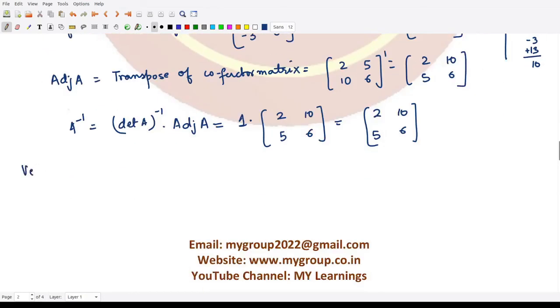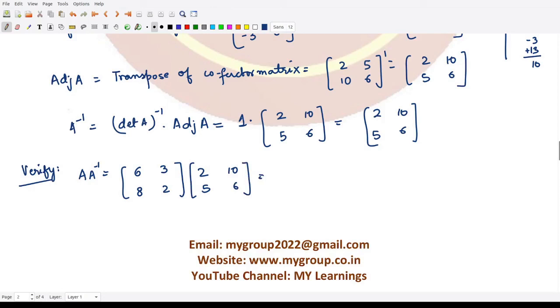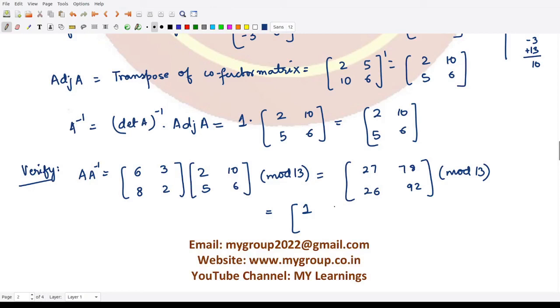So again, in this case also, let's verify the results. Remember, we were given the matrix A as 6, 3, 8 and 2. Let's multiply it together with 2, 10, 5 and 6, right? We are doing this calculation under mod 13, right? So when you compute this multiplication, you would have the numbers as 27, 78, 26 and 92, right? But we are doing this calculation under mod 13, so when you compute 27 mod 13, it would come out to be 1. 78 mod 13 would be 0. 26 mod 13 would again be 0, and 92 mod 13 would be 1, which is nothing but the identity matrix. Hence, in this case, we get A times A inverse equal to the identity. Hence, we have our result verified, and this is your answer.